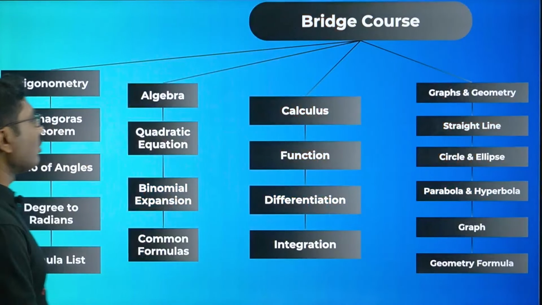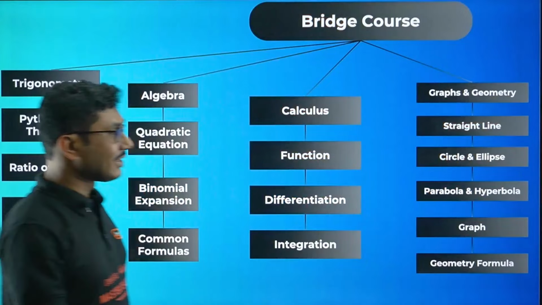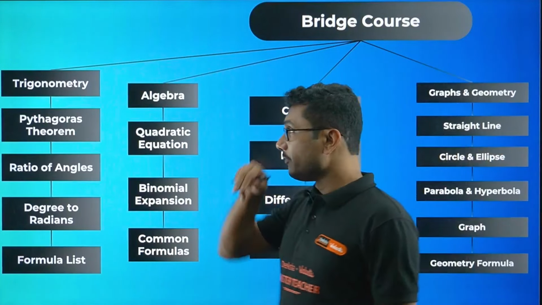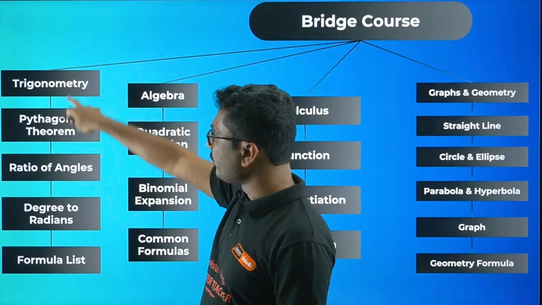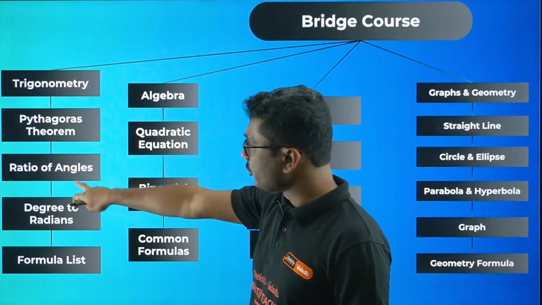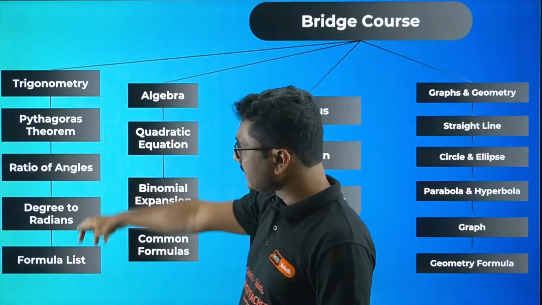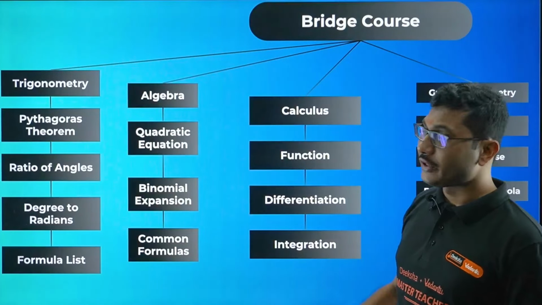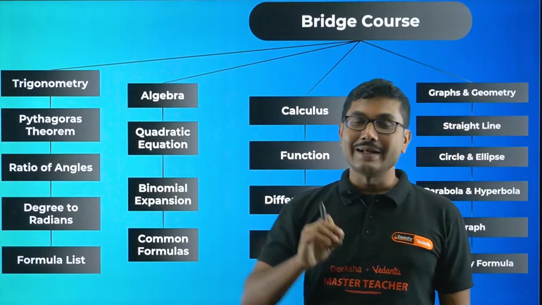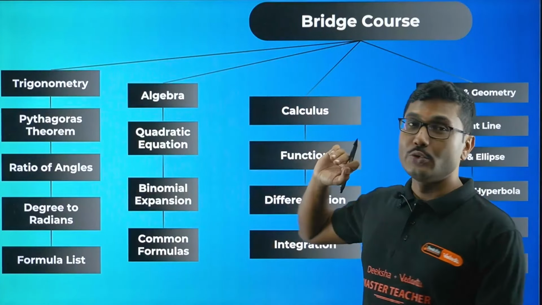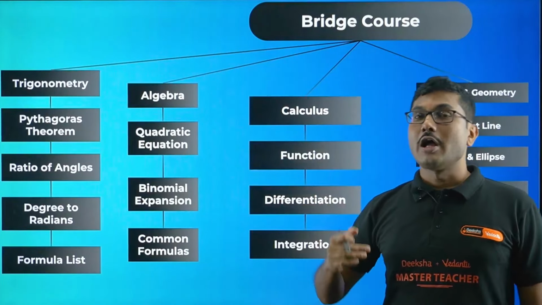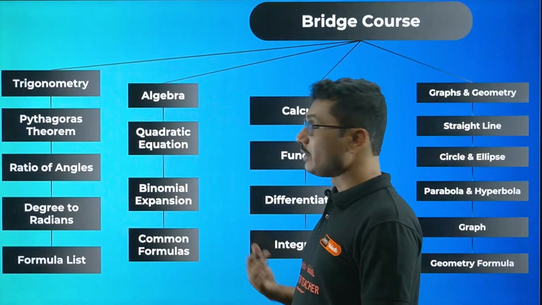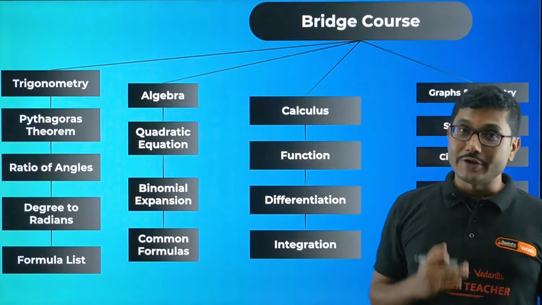So let us look into the detailed class structure. What are all the things that we are going to discuss in this two-part video? In trigonometry, we are going to discuss Pythagoras theorem, ratio of angles, degrees to radians, and some formula sheets. And don't think that you know all of these things. There are many things. I can guarantee that you will learn something that you are not aware of, or you may have thought that it is just a mathematical concept. How can we apply those in physics? That is also very, very important.